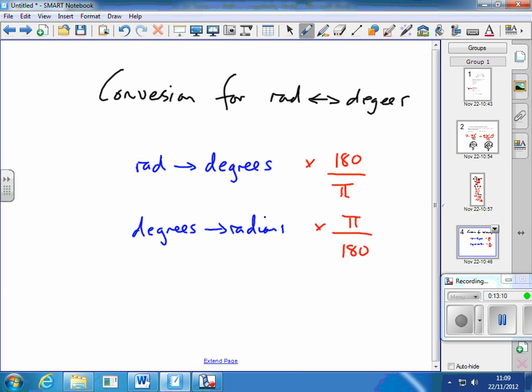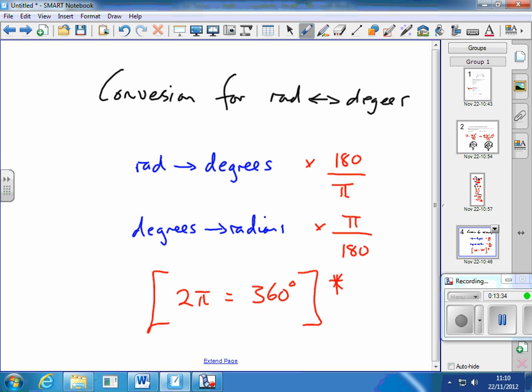But the conversion factor that's worth remembering is this, that 2 pi equals 360 degrees. Once you've got that in your head, and we all know that 1 complete turn is 360 degrees, then you've just got to remember that that's equivalent to 2 pi radians. So then you can work out what these conversion factors are.